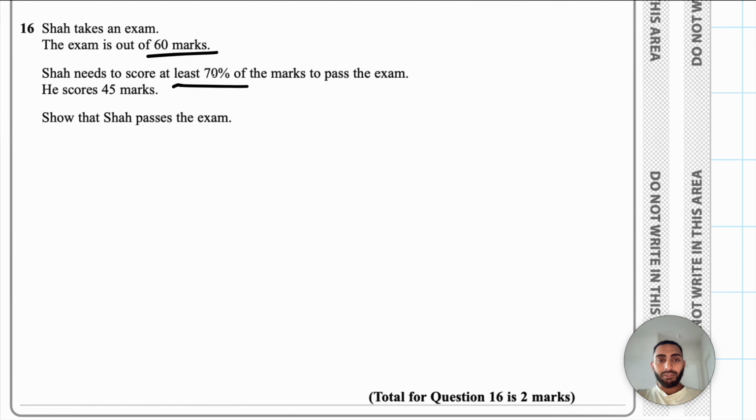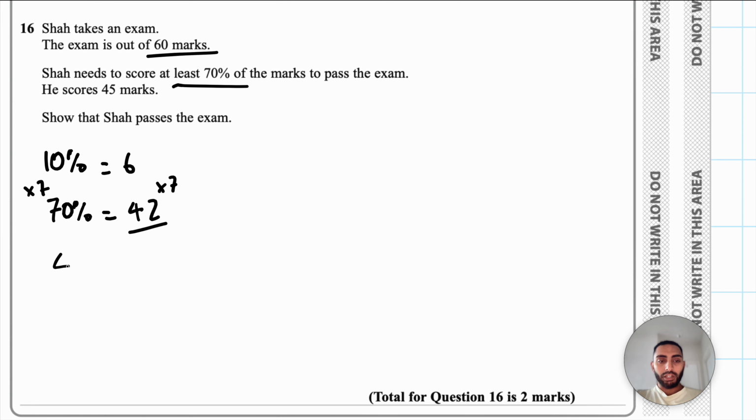Because we know we need 70% to get a pass, let's find 70% of 60. What would 10% of 60 be? How do you find 10%? All we need to do is divide this by 10. So 60 divided by 10 would be 6. I want 70%, so I'll write 70% here. On the left-hand side, what have I multiplied to get from 10 to 70? I've multiplied by 7. On the right-hand side, I need to multiply by 7 as well. And 6 times by 7 is 42.